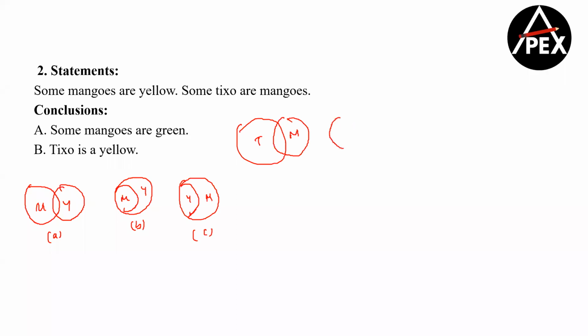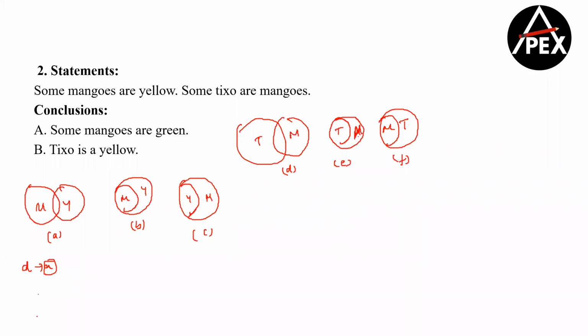Okay. Second one. Tixo, mango. Third one. Mango, Tixo. Okay. Is that all right? Now let me just name them D, E, F. Now what should I do? I have to take D and combine it with A. Correct?